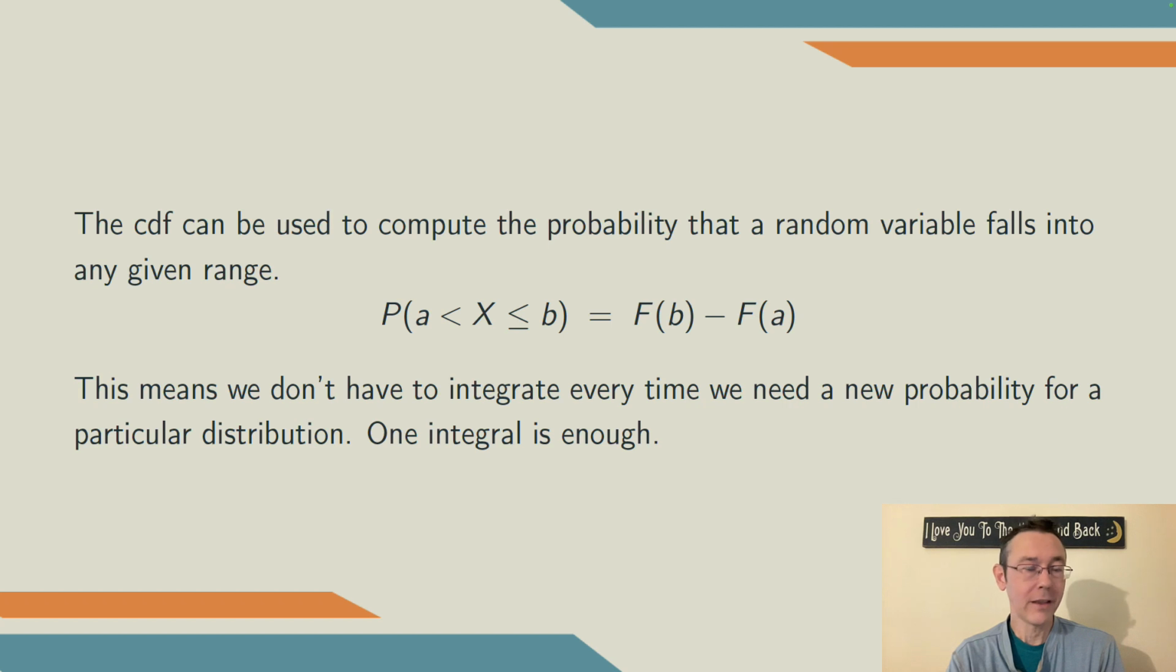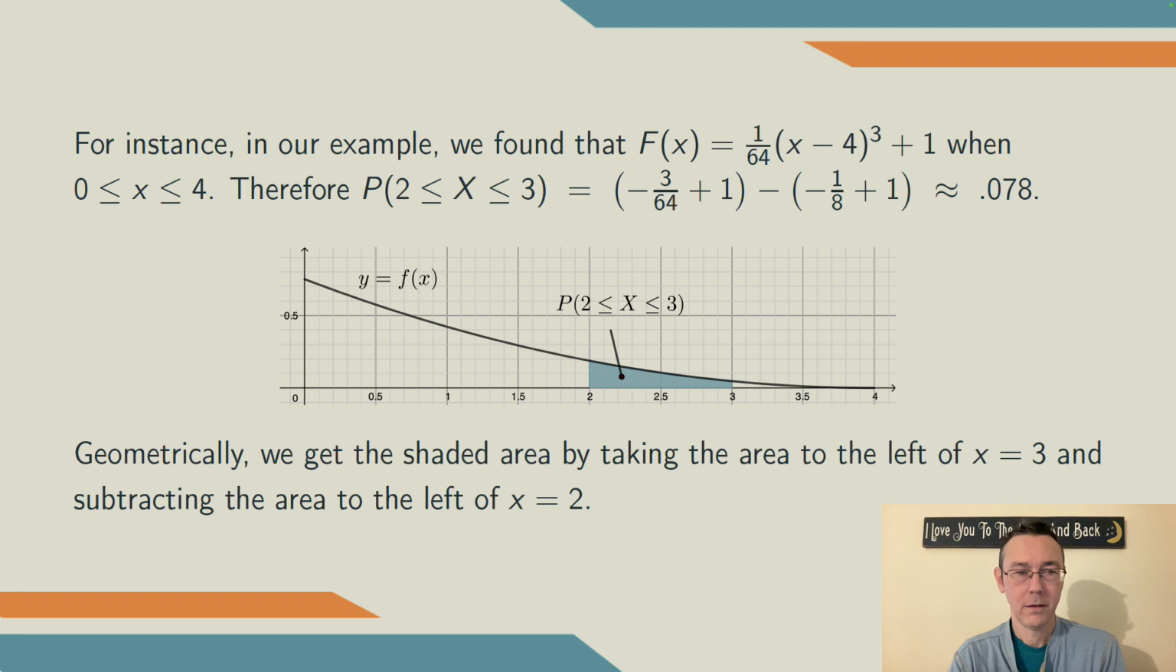The CDF can be, and often is, used to compute probabilities that the random variable falls into any given range. Specifically, the probability that x is between a and b is F of b minus F of a. And this means we don't have to integrate every time we want to compute a new probability. We just use the CDF. So the CDF is actually a lot more useful when computing probabilities most of the time than the PDF.